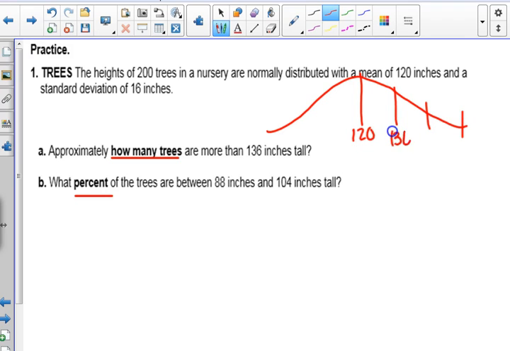So 136, 142, 152. How am I doing? 168. Is that right? Okay, going down would be 104. 88 and we're subtracting. Okay, 72. How many trees are more than 136?